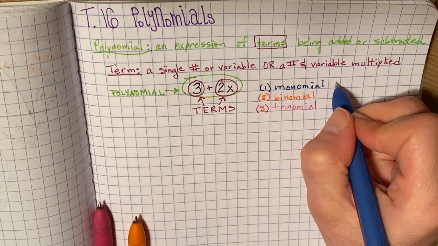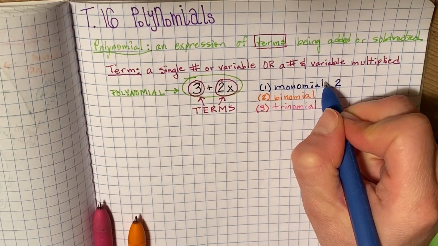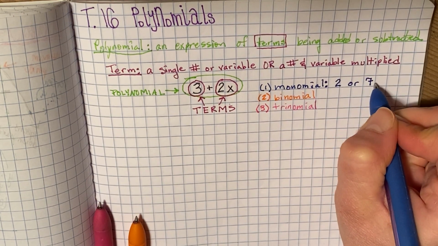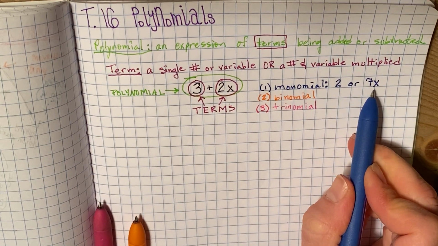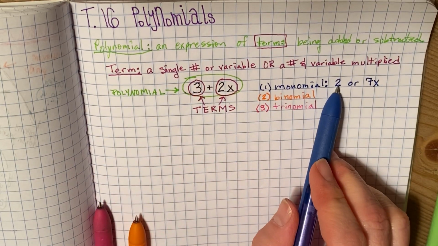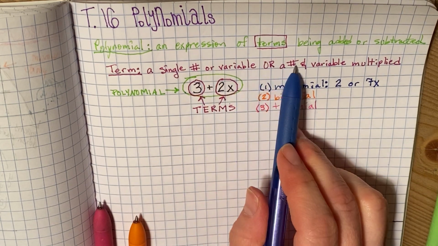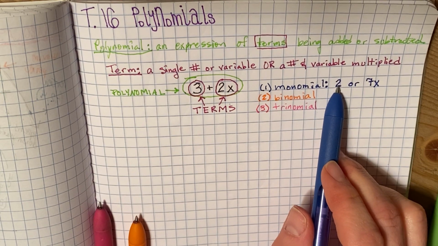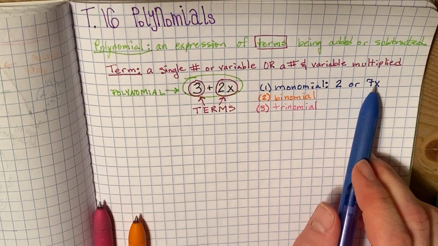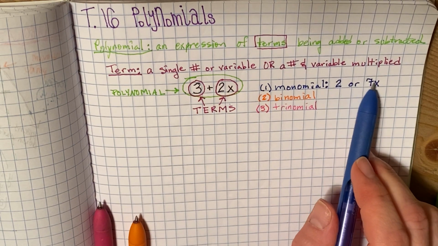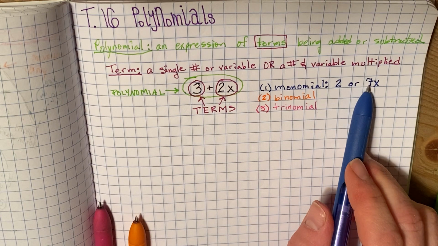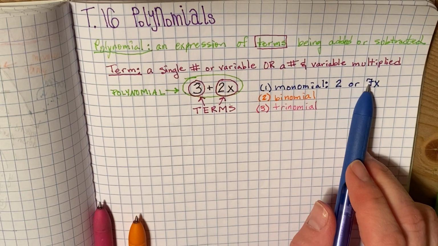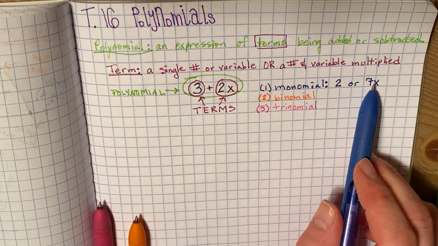So let's look at some examples. A monomial could be just the number 2, or it could be a number times a variable, right? That's one term. A term, a single number or variable, or a number and variable multiplied, okay? A single number, you guys, this is called a constant. Remember, the number by itself is a constant. This is a term being multiplied, a number and a variable. Do you guys remember the name of this number? It starts with a C. It's a coefficient. The coefficient is what multiplies the variable.